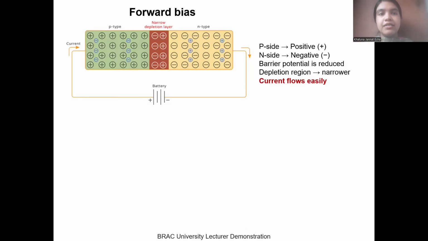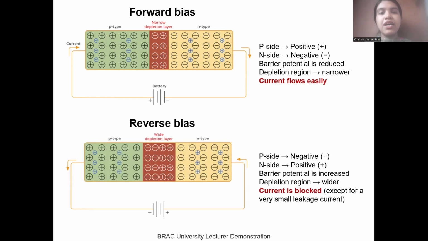This way, the holes from the p-type semiconductor come towards the n-type, and the electrons of the n-type semiconductor come towards the p-type after getting repelled by the battery. And this way, the barrier potential gets reduced, and it makes the depletion region narrower, so current can flow easily.